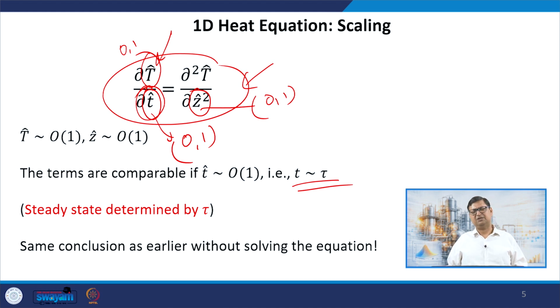The left should be comparable to the right, and only on that basis we can say that my time should be of the order of the time scale in order to have some kind of an idea what time after this we will have the steady state behavior. Anything less than that, we can imagine that we will not have steady state. The t cap will be much bigger. The capital T cap will be much bigger.